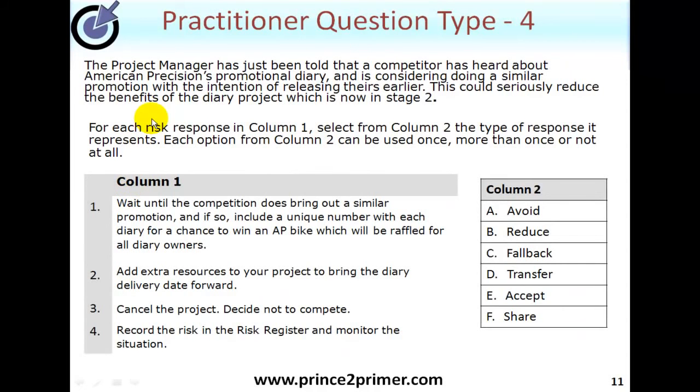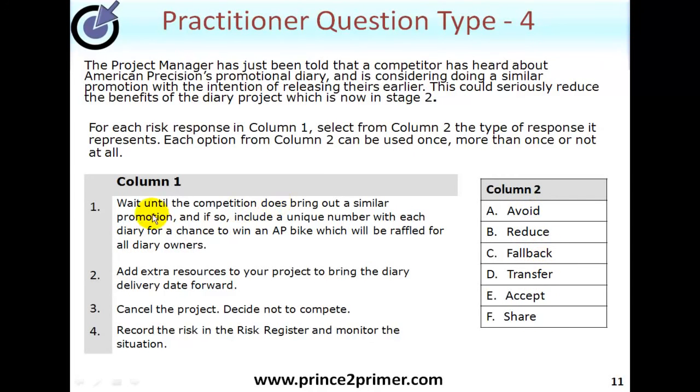Here's another type. It will usually start off with a description at the top. So normally you'll have a scene setting up here which you need to read and understand to help answer this type of question. Again, you've got 2 columns. For each risk response in column 1, select from column 2 the type of response it represents. Each option from column 2 can be used once, more than once, or not at all. So we need to go to question 1, read it carefully and say, is it A, is it B, is it C, and so on and so forth.